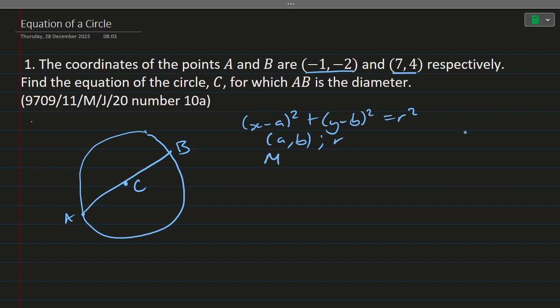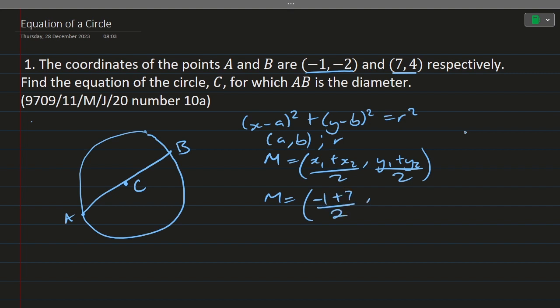So let's use the formula for midpoint, which is M = ((x1 + x2)/2, (y1 + y2)/2). If we substitute, this would become ((-1 + 7)/2, (-2 + 4)/2), which would simplify to give us M has the coordinates (3, 1). So we know that the coordinates of our center are (3, 1).